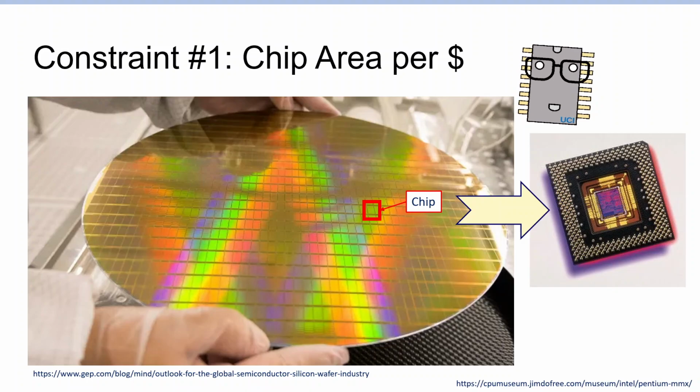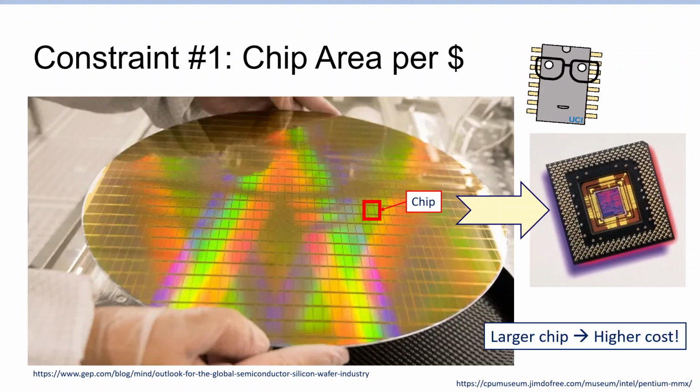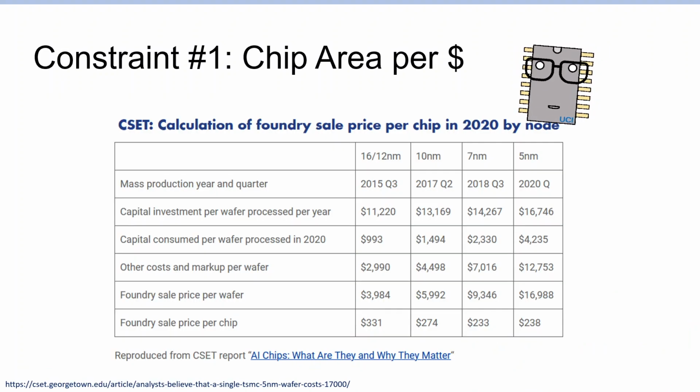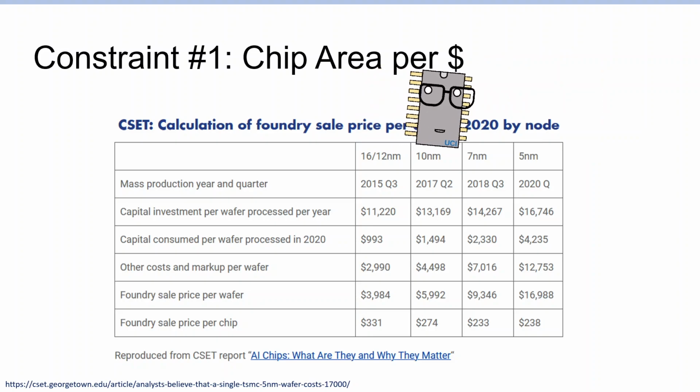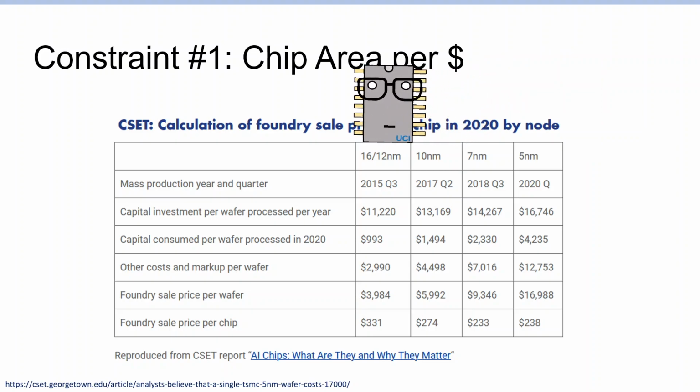Since there is a cost involved in manufacturing or etching each of these wafers, trying to use a larger chip invariably results in higher cost. If you look at some real-world examples of how much cost we're talking about, here's a table I found online comparing the costs of manufacturing a wafer and each of the chips across an array of technology nodes spanning from 16 nanometers all the way to 5 nanometers on this table.